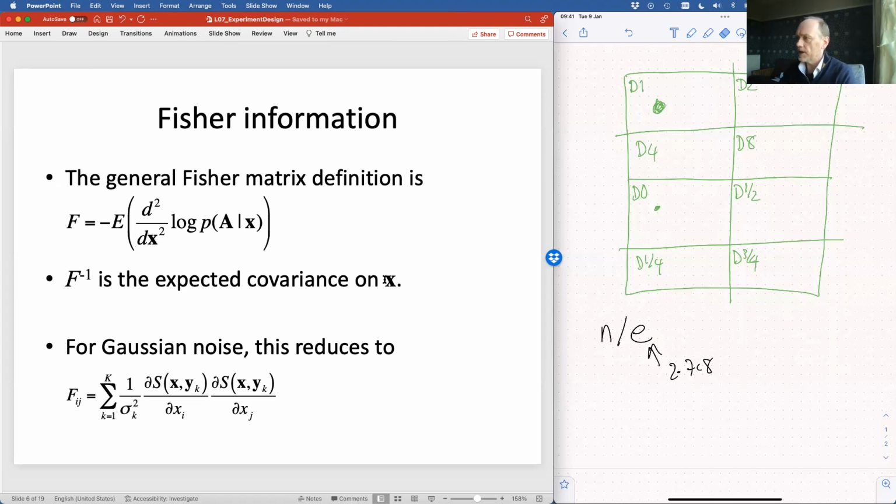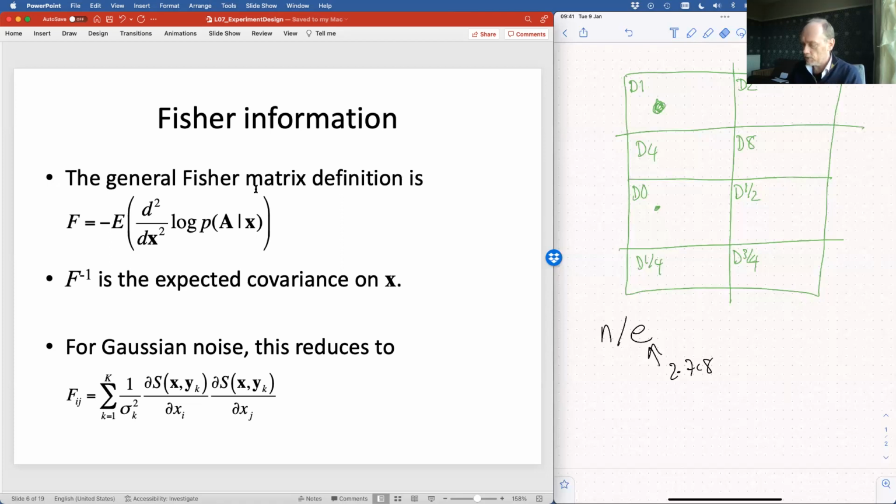So let's look at this definition then of F. The E operator here is an expectation. So it's minus the expectation of the second derivative matrix, differentiating by vector here, of the log likelihood of our data given the parameters. Okay, so this in here is a familiar object, isn't it? This is the Hessian matrix that we talked about in earlier sections.